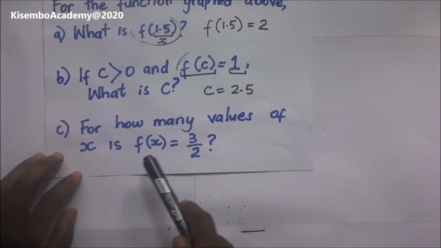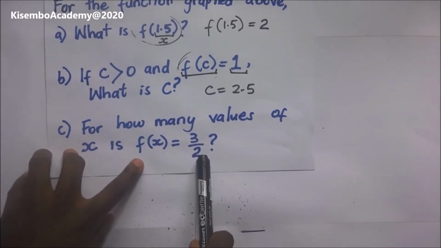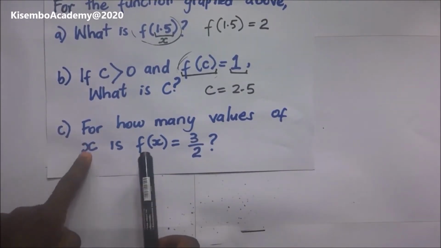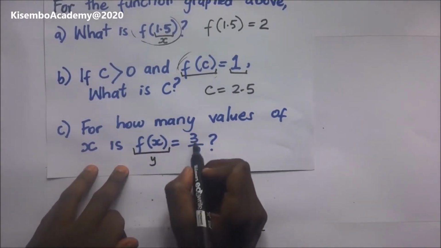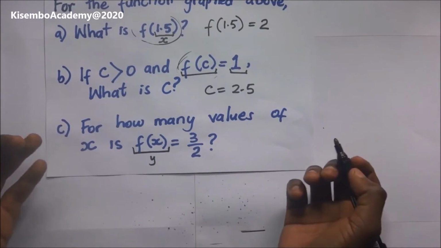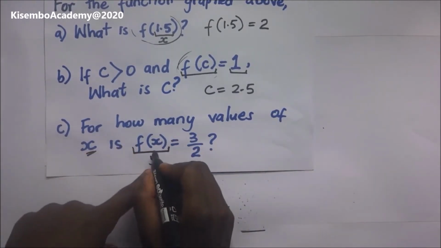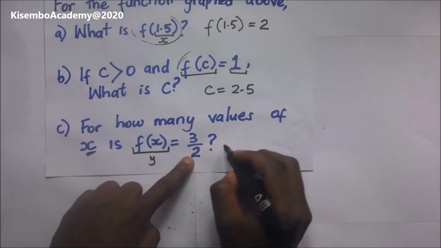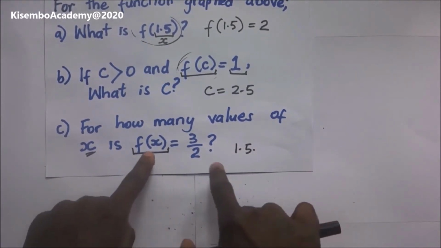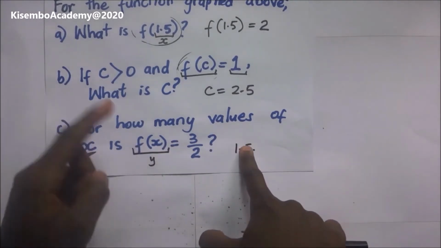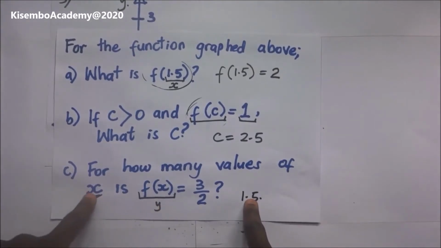For how many values of x is f of x equal to 3 over 2? So how many values of x do we have when f of x, or when the value of y, is 3 over 2, if I may simplify that? So 3 over 2 is the same as 1.5. So we shall go and look for the value of f of x equal to 1.5, or call it the value of y to be 1.5, and we see how many values of x there are.